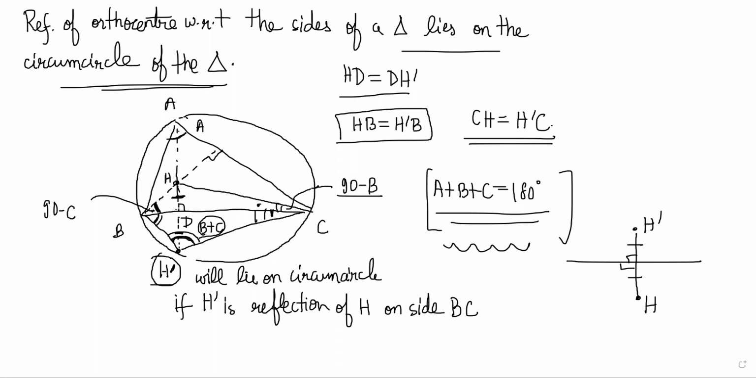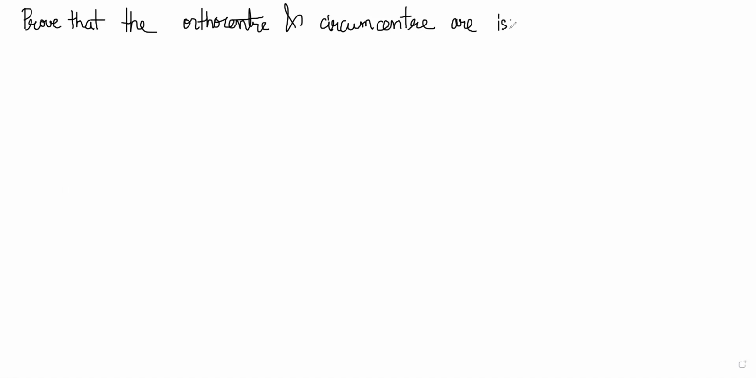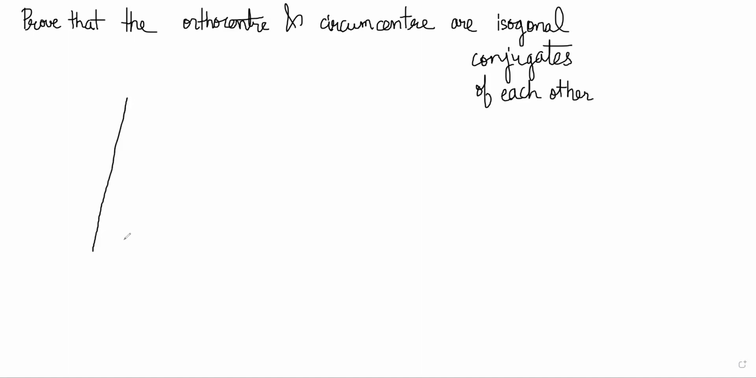Then the next thing is to prove that the circumcenter of a triangle and the orthocenter lie on the same line, Euler, that we will come to. The orthocenter and circumcenter are, a new term that you might not know, isogonal conjugates of each other. That means this. So let's first draw the figure.